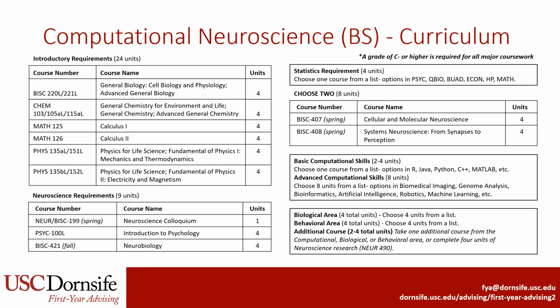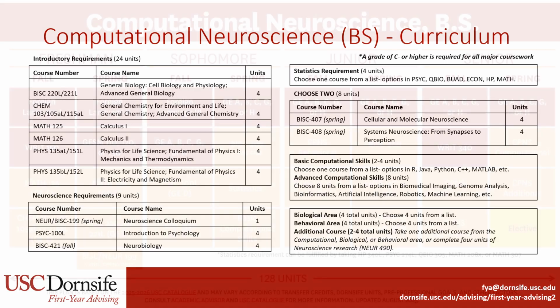Finally, students complete 4 units from a list of biological area courses, 4 units from a list of behavioral area courses, and 1 additional course in either the advanced computational, biological, or behavioral area.